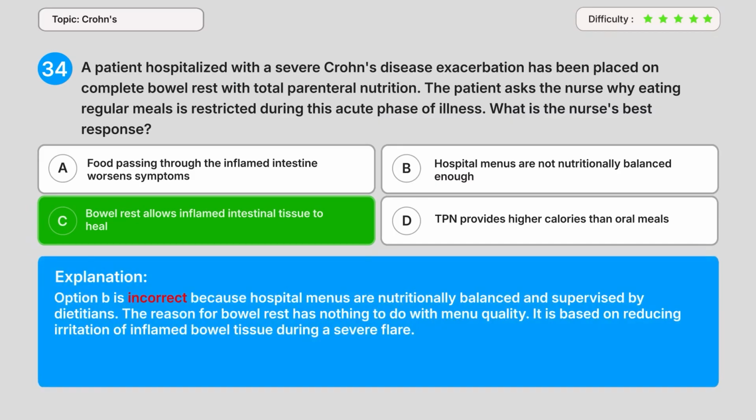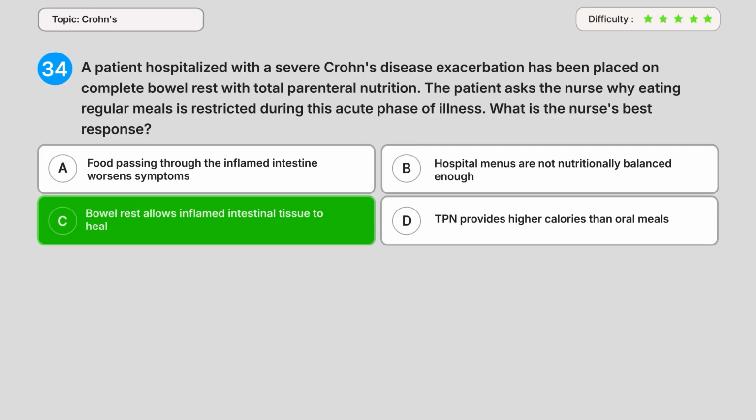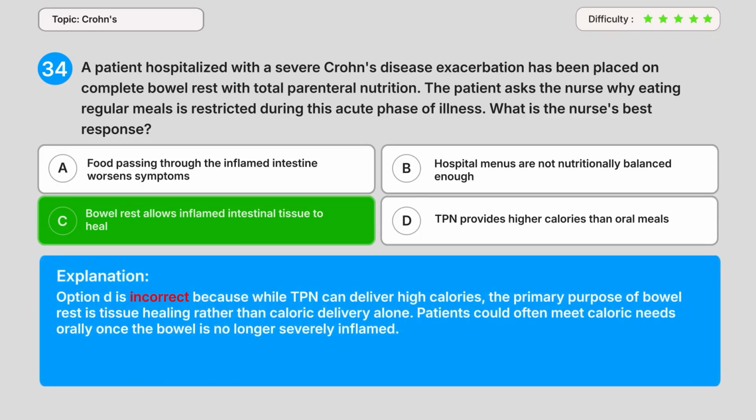Option B is incorrect, because hospital menus are nutritionally balanced and supervised by dietitians. The reason for bowel rest has nothing to do with menu quality. It is based on reducing irritation of inflamed bowel tissue during a severe flare. Option D is incorrect, because while TPN can deliver high calories, the primary purpose of bowel rest is tissue healing rather than caloric delivery alone. Patients could often meet caloric needs orally once the bowel is no longer severely inflamed.